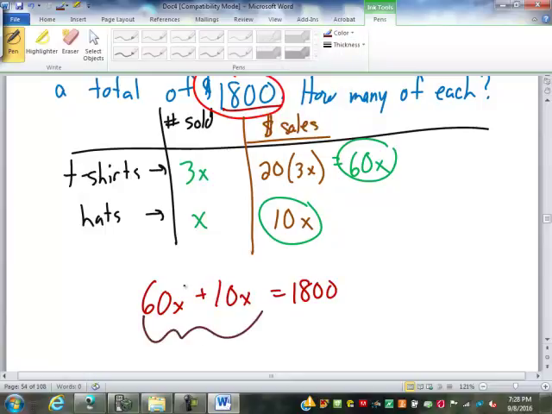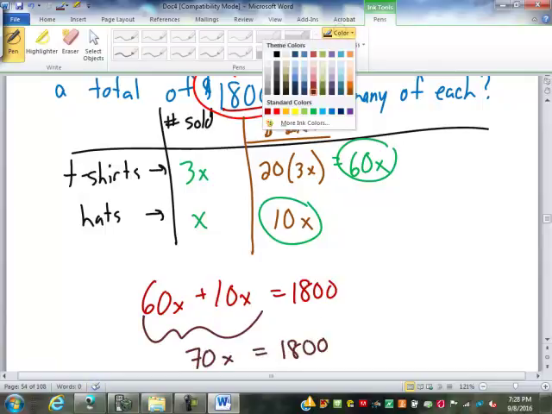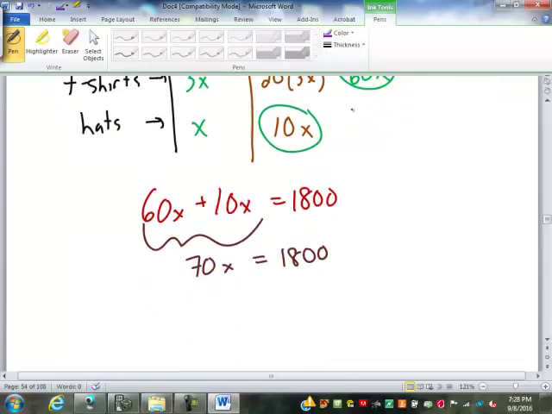Now we can combine 60X and 10X to make 70X. And we divide to figure out what X is. This isn't going to divide out though, unfortunately. 1,800 divided by 70 ends up being 25.714285714 approximately. So it doesn't come out, but you get the point. It's 25 point blah, blah, blah. That's our X. I need to go back and find the other one. Let me try that again and see if I can get one that works out.